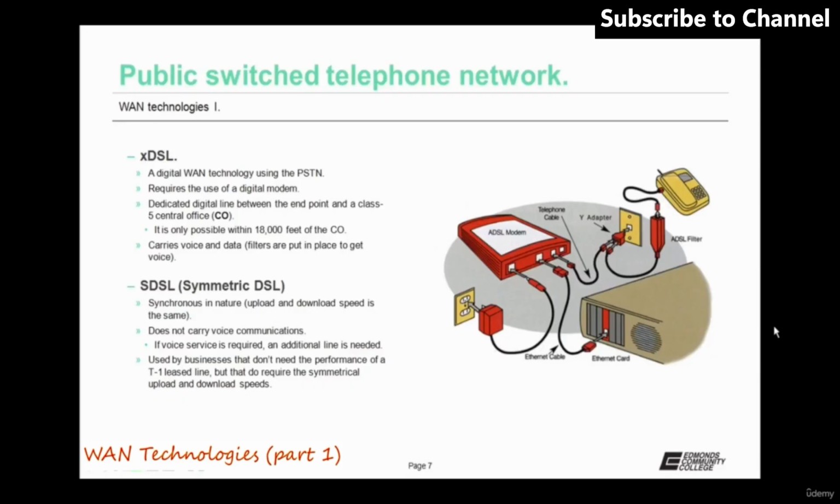When it does carry both, filters are put in place in order for the voice signal to come through without any interference. Now let's move on to the different types of DSL. First up is symmetric DSL, or SDSL. Symmetric DSL is synchronous in nature. That means that the upload and download speeds are the same.